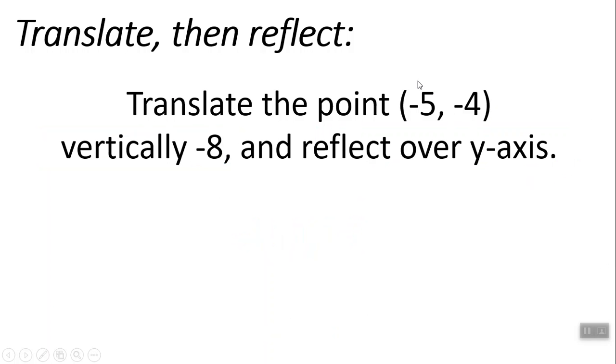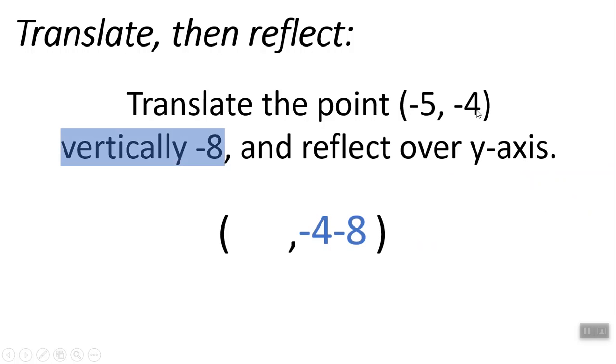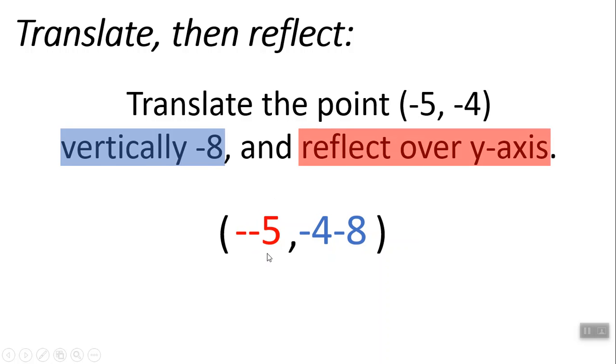So now we have this one. The point's -5, -4. We're going to translate it vertically -8 and reflect over Y. So if we go vertical -8, we're taking the Y value and subtracting 8. If we're reflecting over Y, we're taking the opposite of what X was. X was -5, so we're doing the opposite of -5, and therefore you get this as your new value. Double negative is a +5. -4 minus 8 puts you at -12.